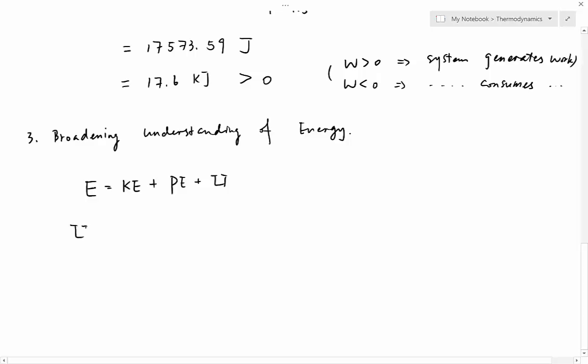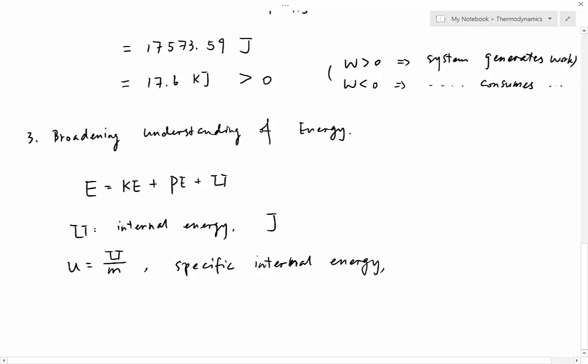Okay, so capital U represents internal energy. And the unit is still the same for any other energy, it's joule. And then we introduce lowercase u. Lowercase u is equal to capital U over mass. It's called specific internal energy. And again, the SI unit will be joules per kilogram.